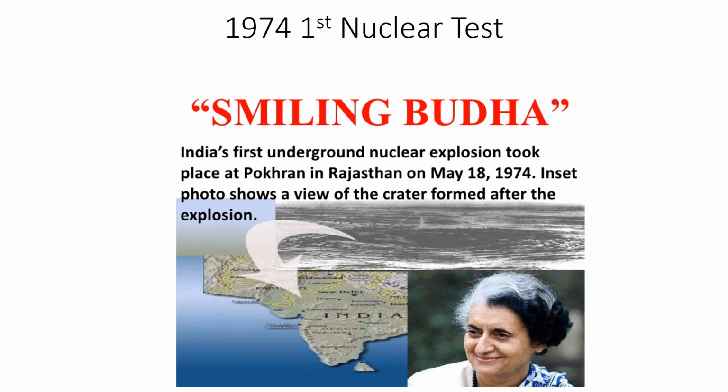Now, the 1974 first nuclear test: Smiling Buddha was the code name given to it. This was India's first underground nuclear explosion that took place at Pokhran in Rajasthan on May 18, 1974. So you can see the picture here of Pokhran, and it was done under the leadership of late Prime Minister Indira Gandhi.